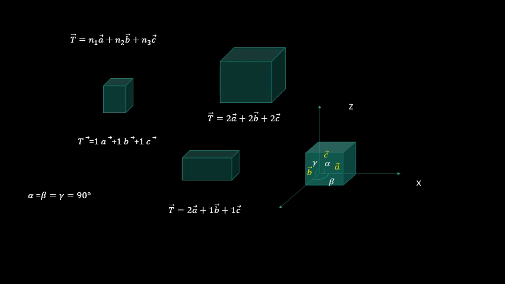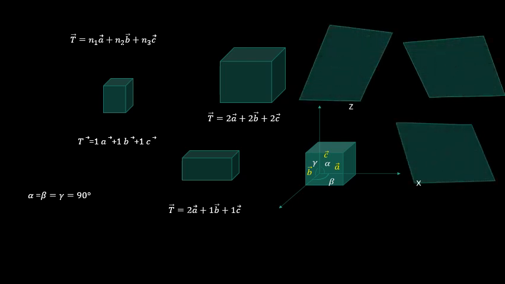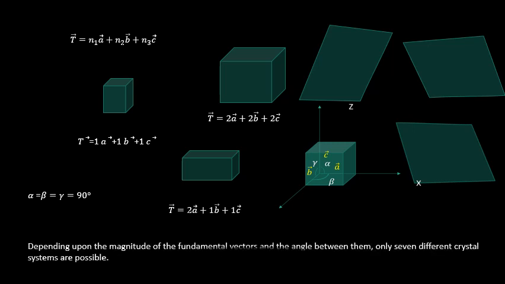The angle between these vectors need not be 90 degrees, they can have any value. Depending upon the magnitude of the fundamental vectors and the angle between them, 7 different crystal systems are possible. Details of different crystal structures we'll discuss in the next video.